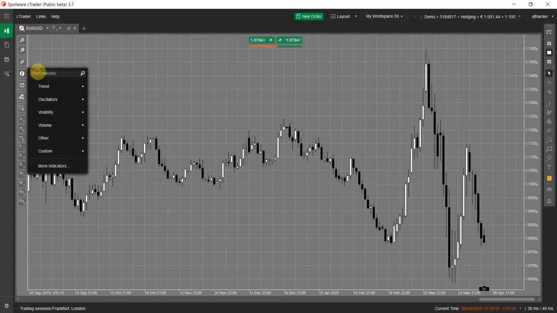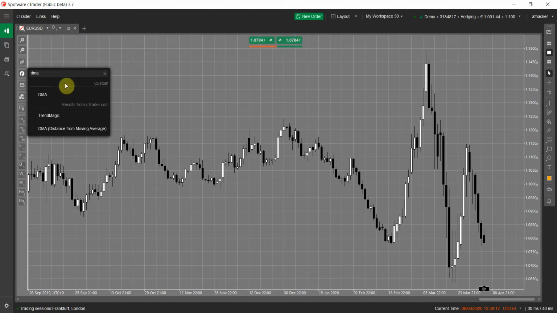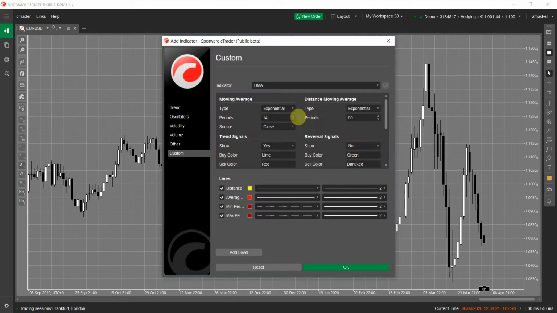Let me add the indicator first on my chart. If you have installed the indicator on your cTrader platform, you can just search for DMA in your indicators and it will come up here. You can see it's DMA. As you can see, the indicator has lots of parameters. So let's first add the indicator on my chart. After that, I will go through each of these parameters and the output lines, and what those output lines are.